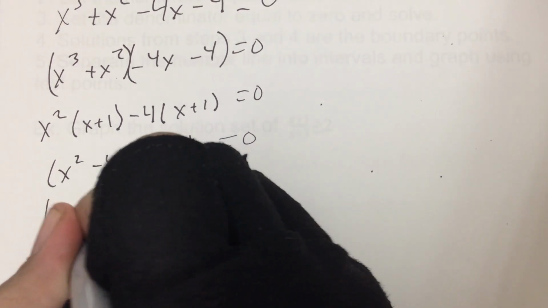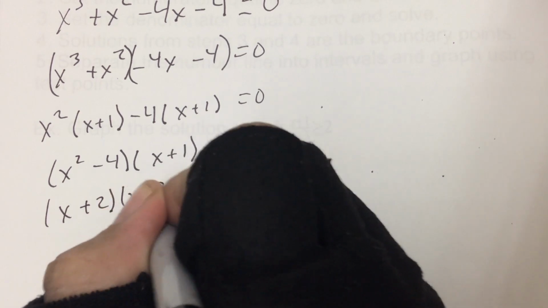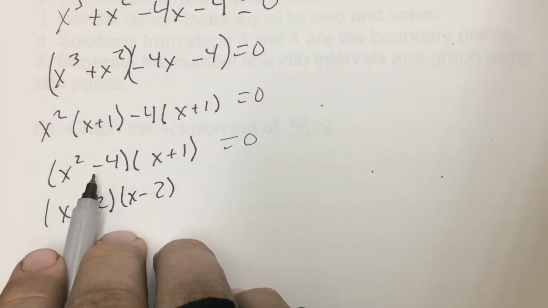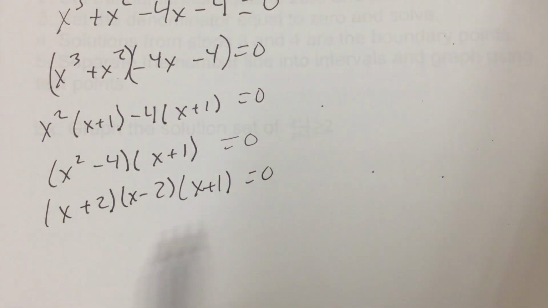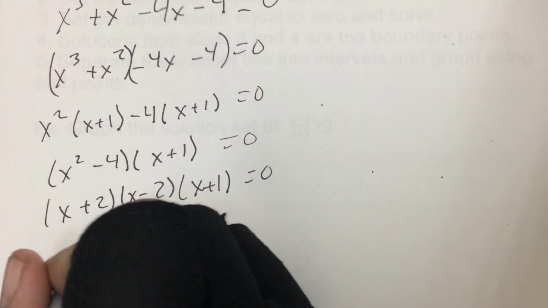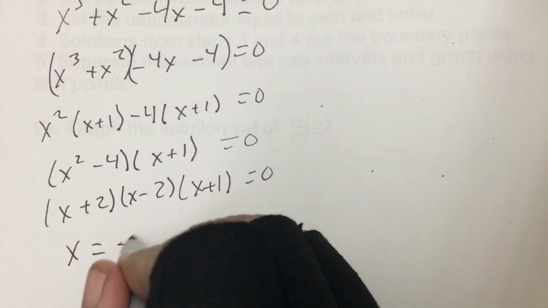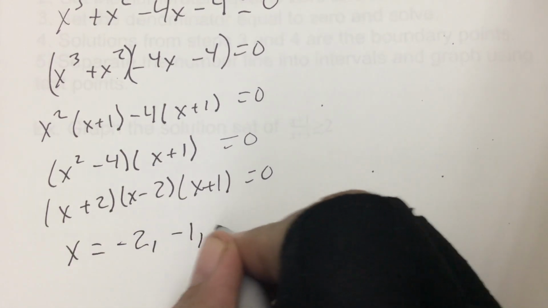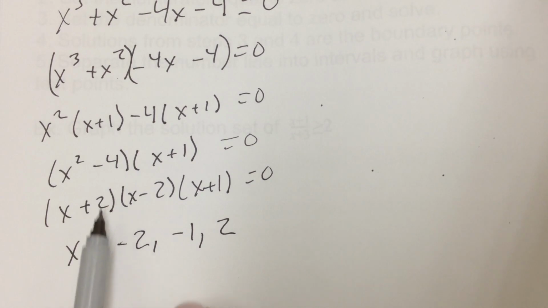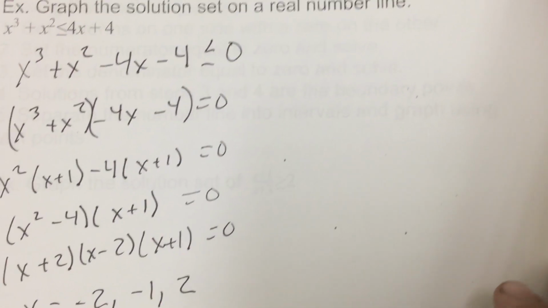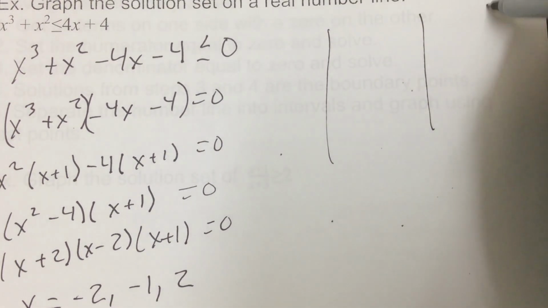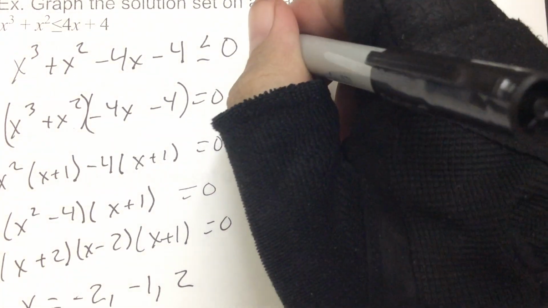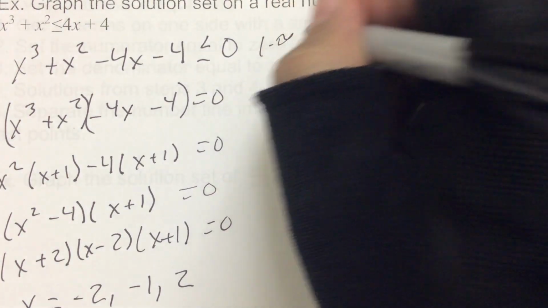So x plus 2, x minus 2, because this is a difference of squares, and then x plus 1 equals 0. So if we set each of these equal to 0 and we solved, we would get x equals negative 2, negative 1, and 2. So we'd subtract the 2 over, add the 2 over, subtract the 1 over. So we're going to have 3 boundary points this time. So 1, 2, 3.